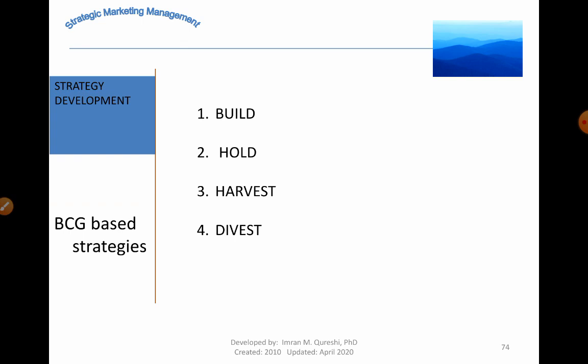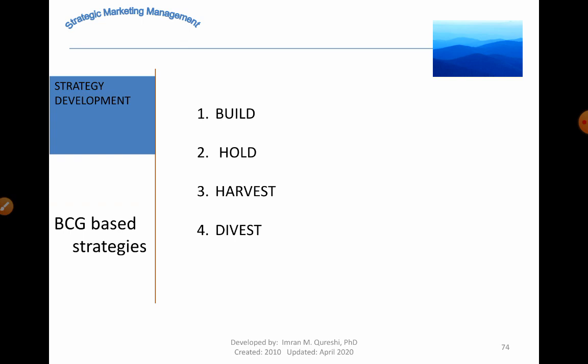It is recommending four strategies: build, hold, harvest, and divest. Okay, when we talk about build, build means that you are going to increase. If we take level of investment, or the amount of investment, as our point of reference, then build would mean that you increase your level of investment, or the actual investment in the company, or in the product, whatever your frame of reference is. So build would mean increase.